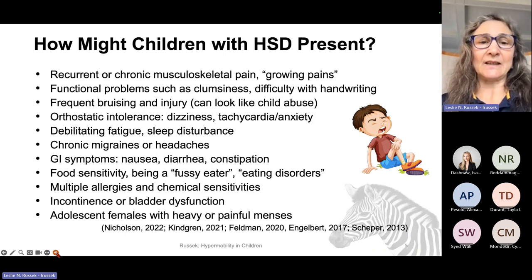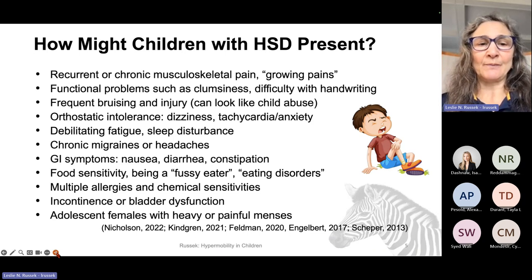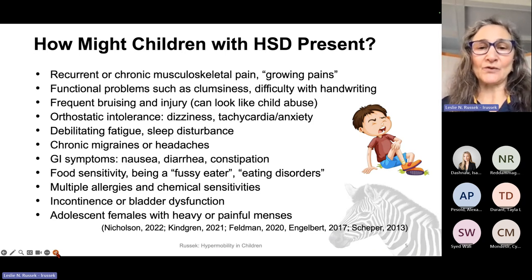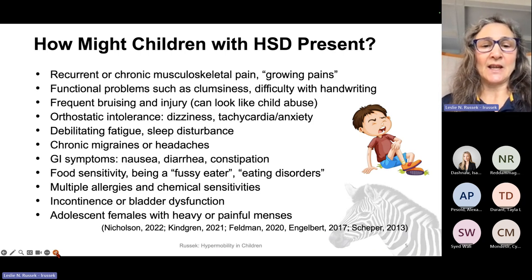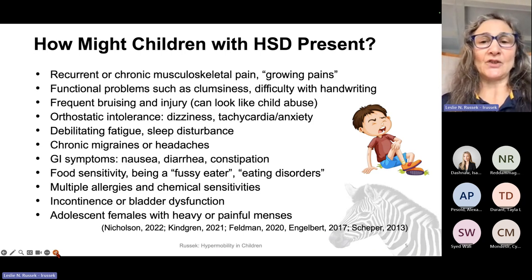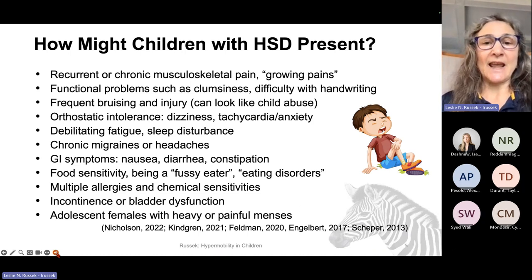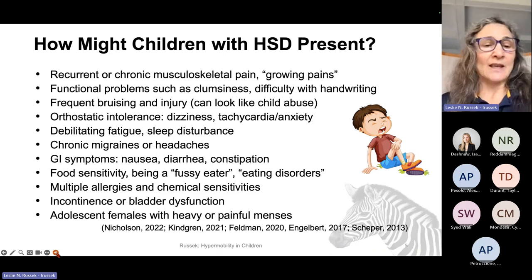They may have debilitating fatigue or sleep disturbance, chronic migraines or headaches, GI symptoms such as nausea, diarrhea, and constipation. Food sensitivities, they may be accused of being a fussy eater or as having an eating disorder. They may have multiple allergies and chemical sensitivities, incontinence and bladder dysfunction. And for the adolescent females, they may have heavy and painful menses. So it goes well beyond just having joint pain. And if you think about your patient population and how many of your patients have these complaints, it could be quite a number of them.